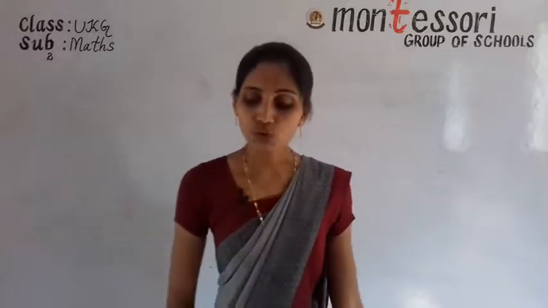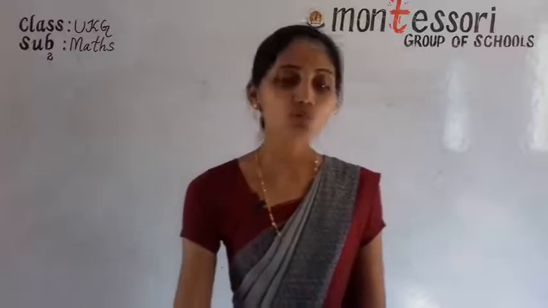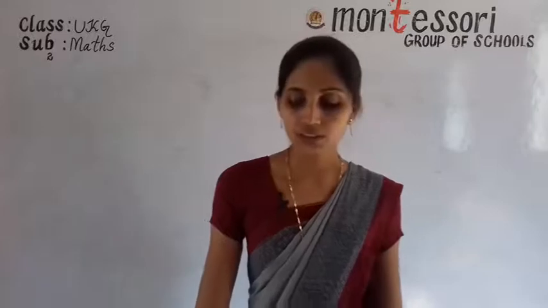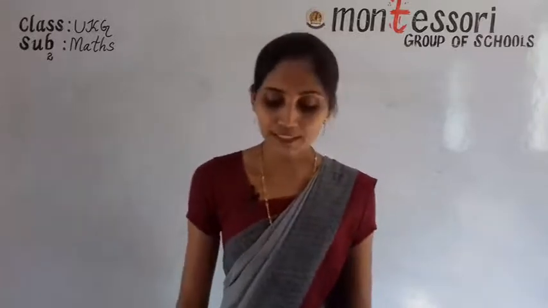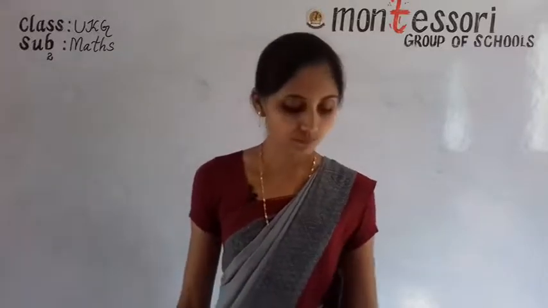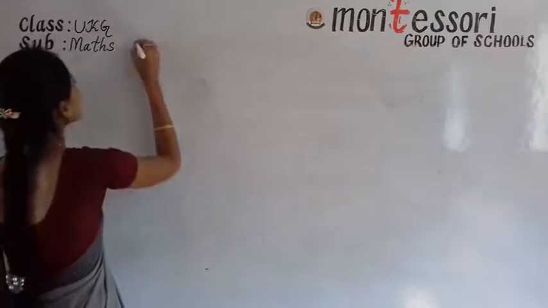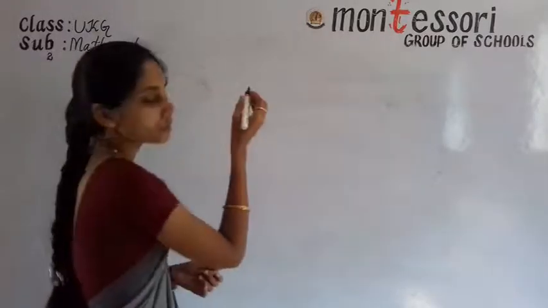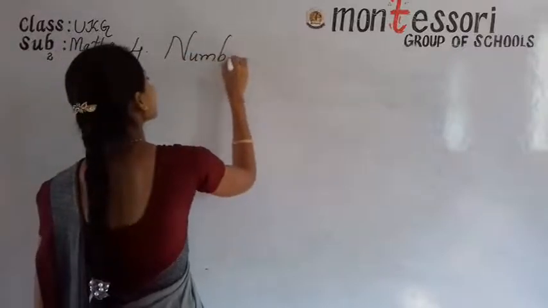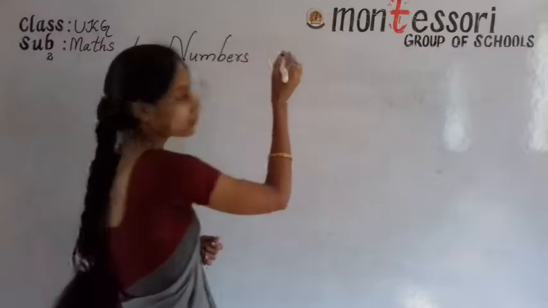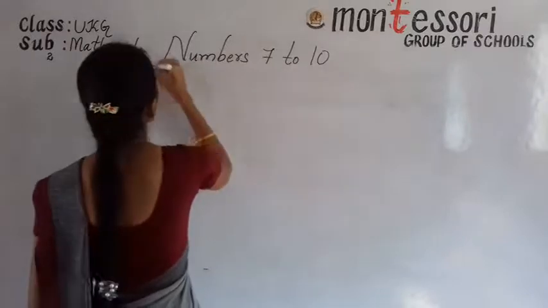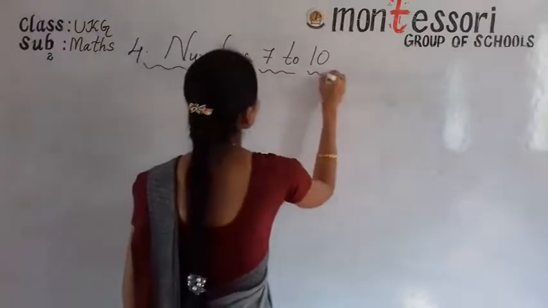So, today we are going to start our fourth chapter. All of you open your Maths textbook, page number 27. Numbers 7 to 10.